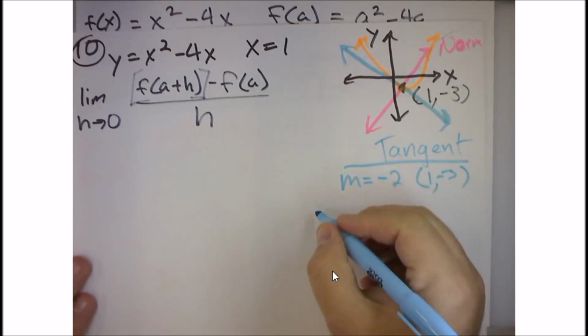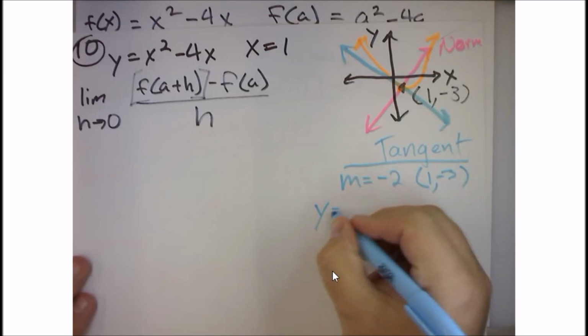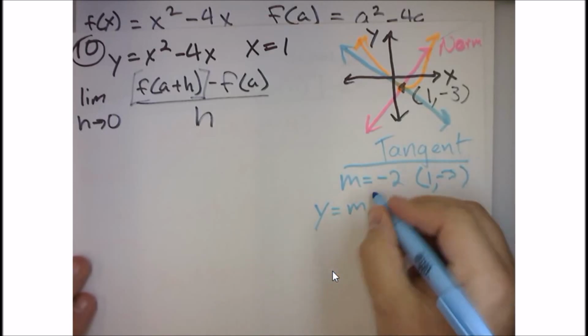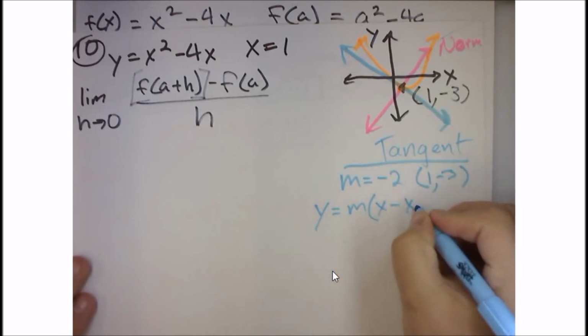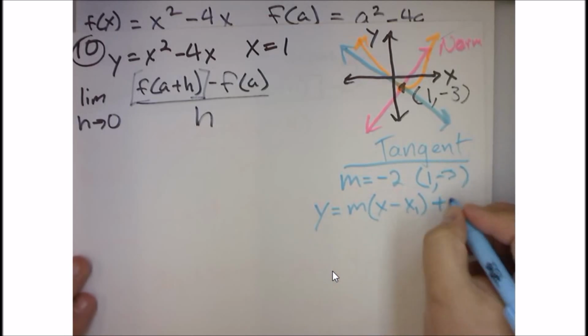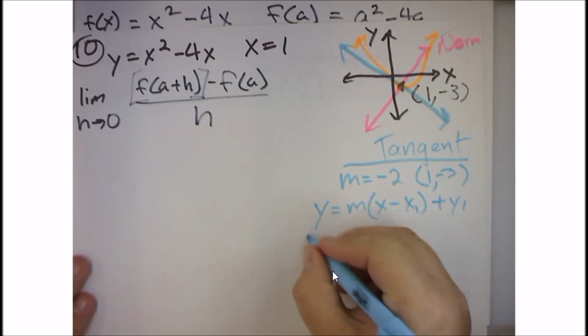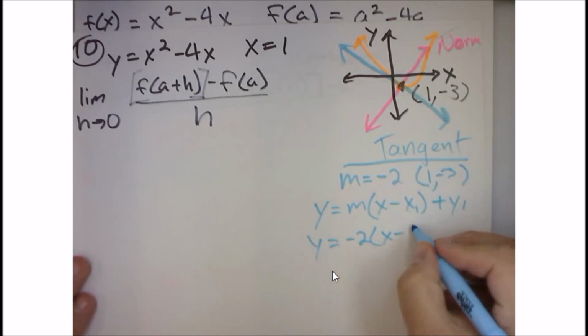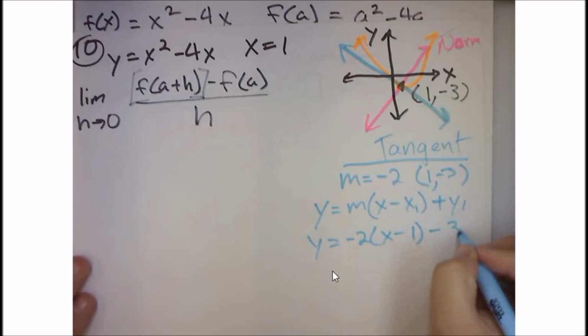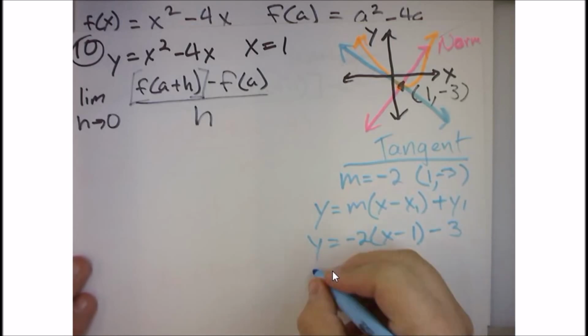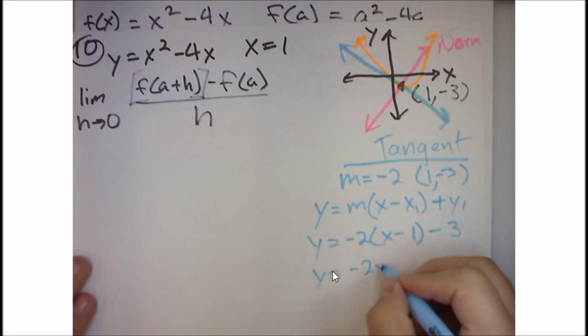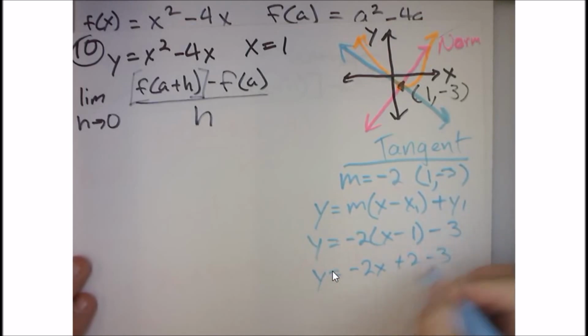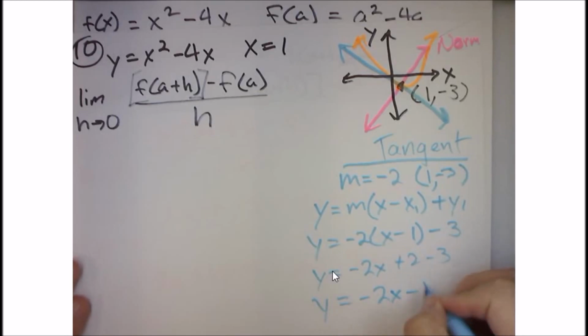So if I do the point slope form, and remember Mr. Adams kind of amended it, I said that y is equal to m times x minus x sub 1 plus y sub 1. My equation will be y equals negative 2 times the quantity x minus 1 minus 3. So y is equal to negative 2x plus 2 minus 3, or y is equal to negative 2x minus 1.